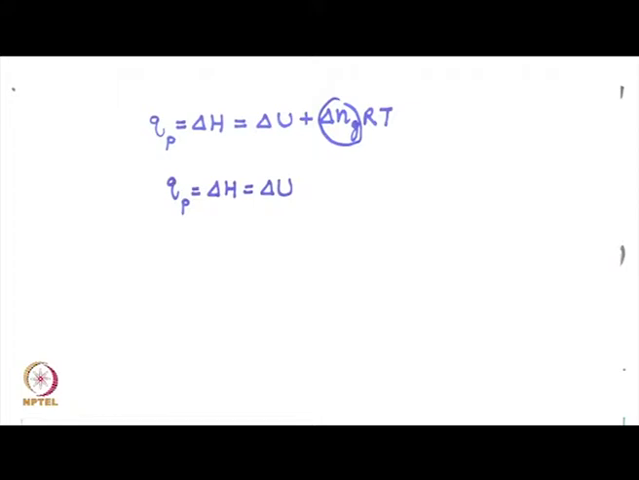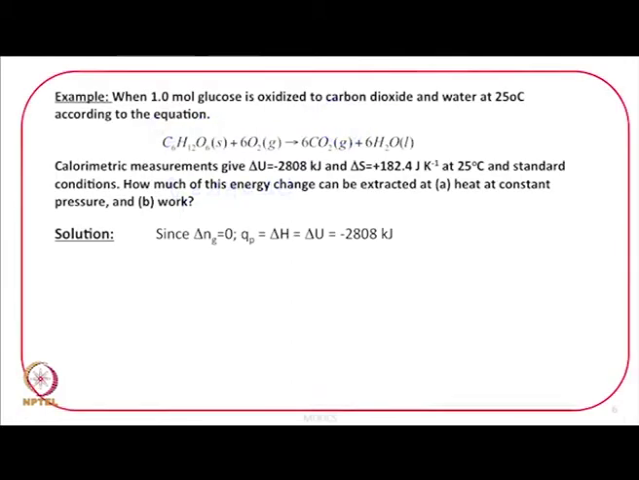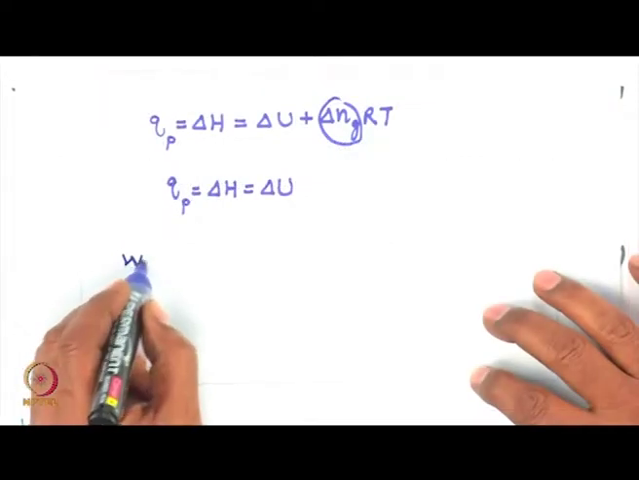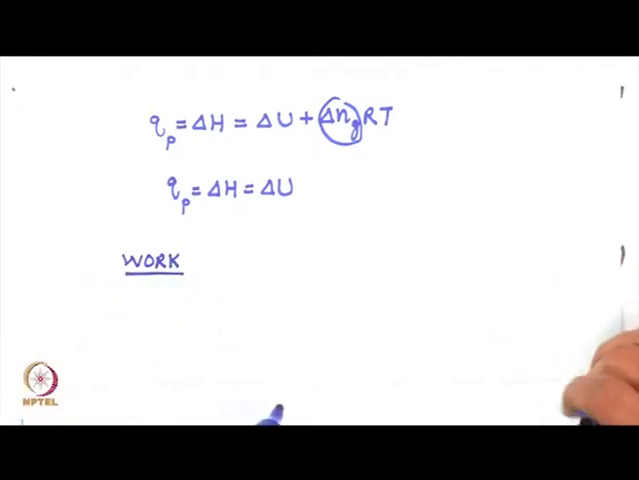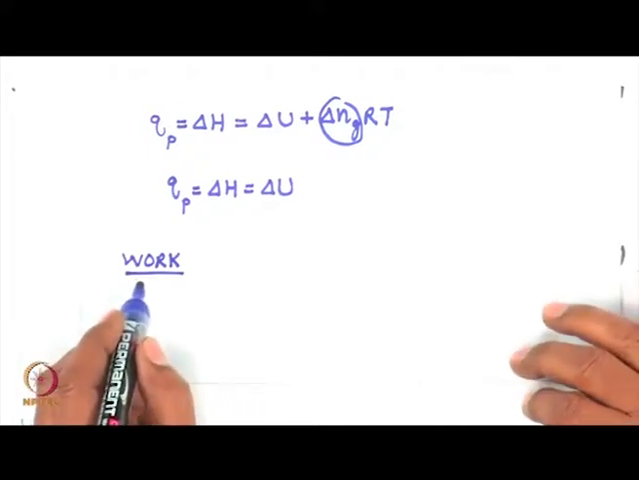Let us take a look at the slide. Since delta Ng is equal to 0, therefore, the heat at constant pressure is equal to minus 2808 kilojoules, that is the value of delta U which is given to us. Next is work, and the question does not specify whether you calculate pressure volume work or non pressure volume work. It is asking us to calculate work.